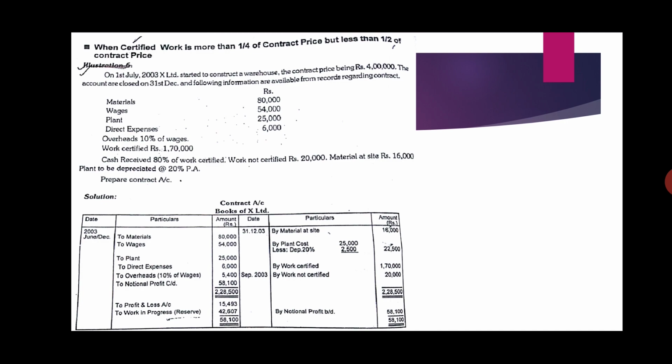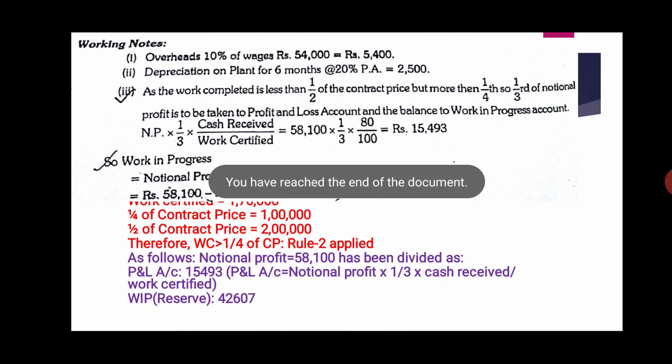Means the conclusion is that whatever the amount we are calculating from the rules first has to be transferred to the profit and loss account, and the remaining balance is transferred to WIP reserve by deducting the amount of notional profit from the P&L account. So I hope this is clear to you.